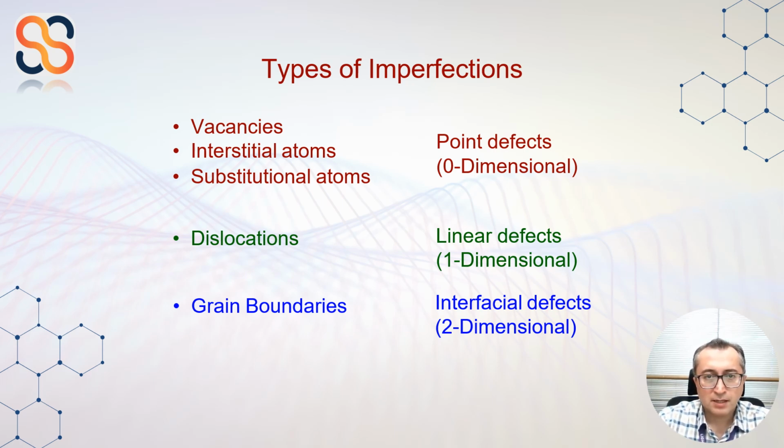Finally, we have interfacial defects, which are two-dimensional. The primary example is grain boundaries. They are the interfaces where different grains or crystals meet in a polycrystalline material. Grain boundaries can affect various properties like strength and corrosion resistance. The arrangement of atoms at these boundaries is often different from the atoms in the grains themselves, which can lead to variations in how material behaves under different conditions.